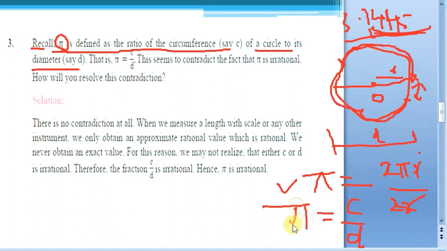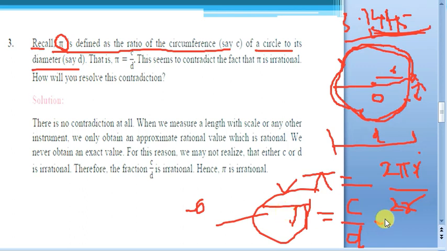Now as we have seen, pi can be defined as the ratio of circumference to the diameter. Now my question is, we have seen that this pi is irrational, right? But this c by d, circumference by diameter, is a ratio which is in p by q form, which is rational.